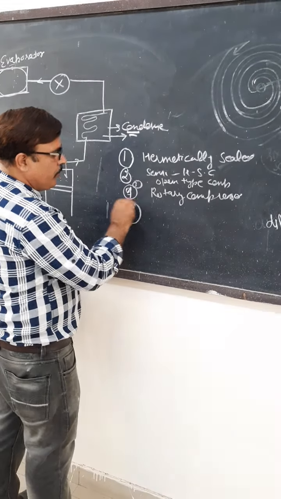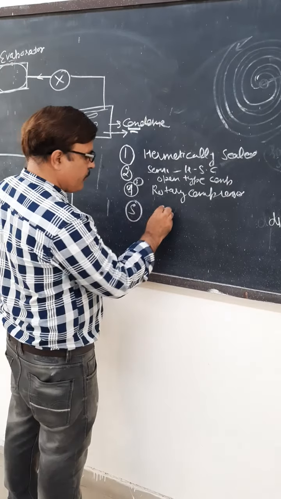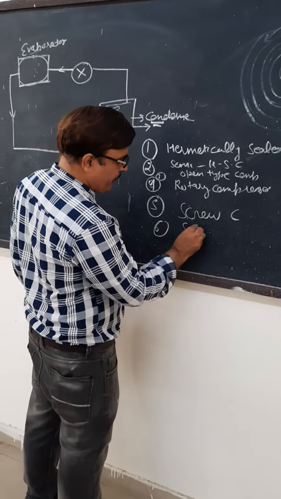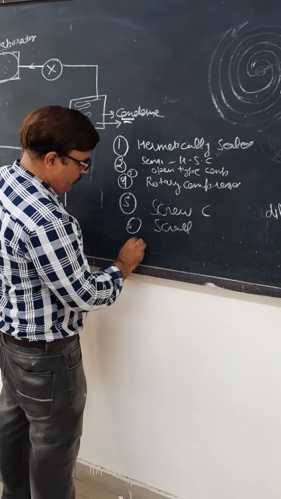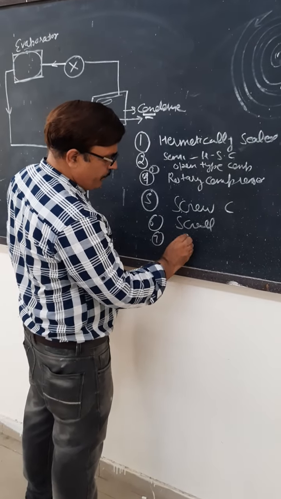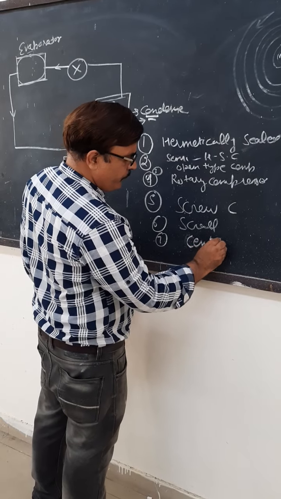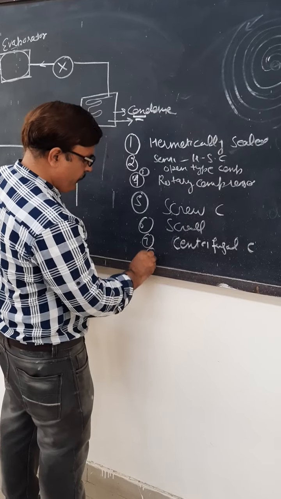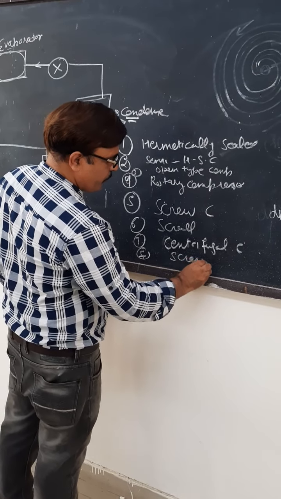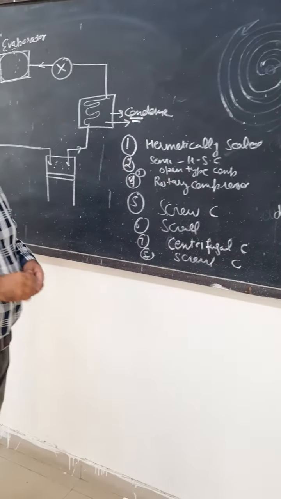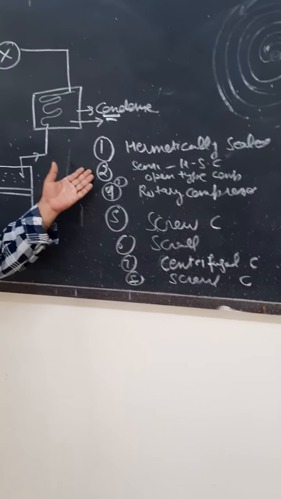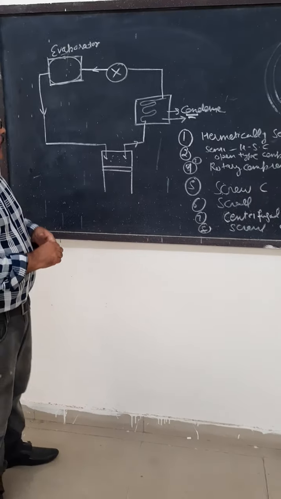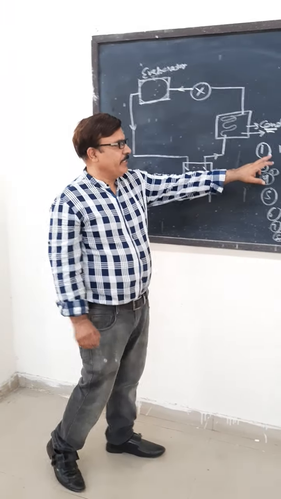And then we have the rotary compressor, the screw type compressor, the scroll type compressor, and the centrifugal type compressor. So we have different types of compressor which are used for refrigeration and air conditioning purposes. First of all, we have the reciprocating hermetically sealed type compressor.